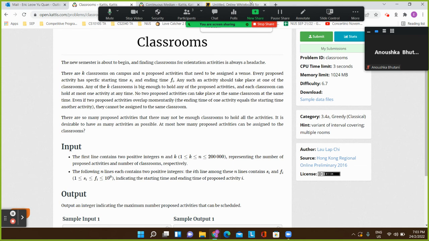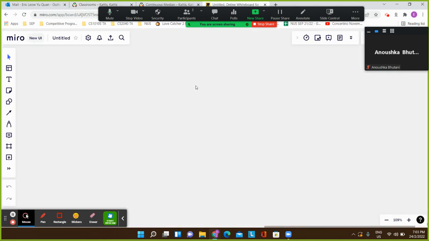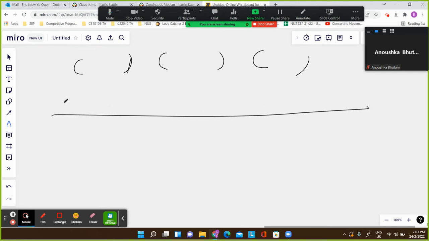The problem that we saw previously, if you recall, is where you're given only one classroom. You're given many intervals, and you want to find the maximum number of non-overlapping intervals on one line, like a single classroom. For example, you have some intervals, 4 10, maybe 2 8, maybe 9 12, and you want to find the maximum number of non-overlapping intervals.